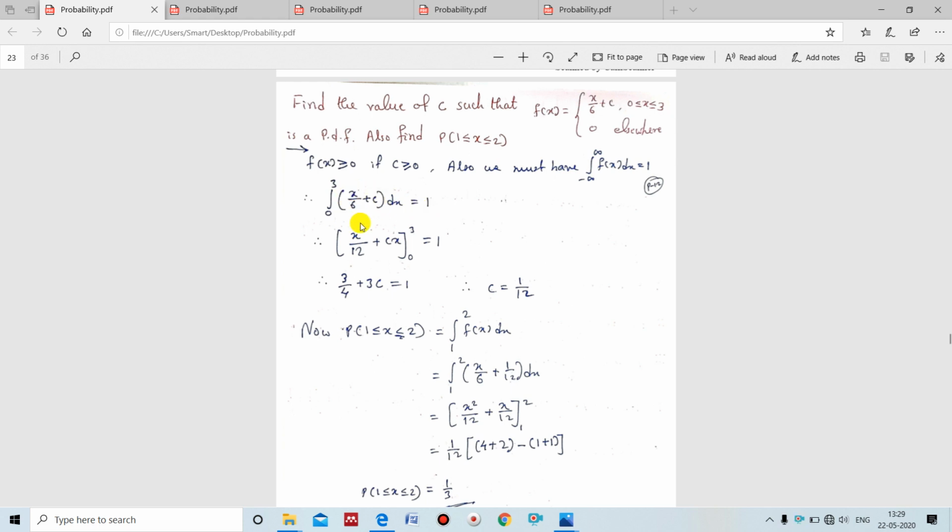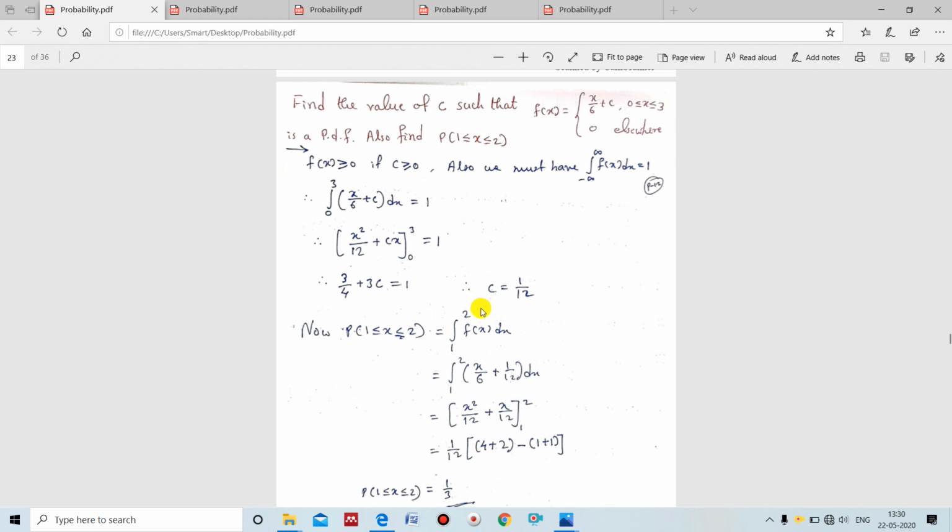So let us integrate this. Integration of x is x square by 2, into 6 is 12, so x square by 12 plus, integration of c, means c times 1, integration of 1 with respect to x is x, so cx, interval from 0 to 3 equal to 1. So put the limit x equal to 3 and x equal to 0, we get 3 by 4 plus 3 c equal to 1, or c is equal to 1 by 12. So by using this we find the value of c.